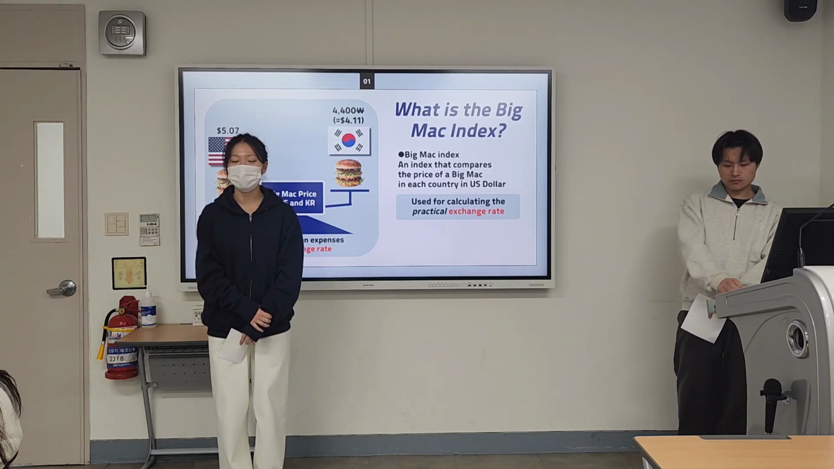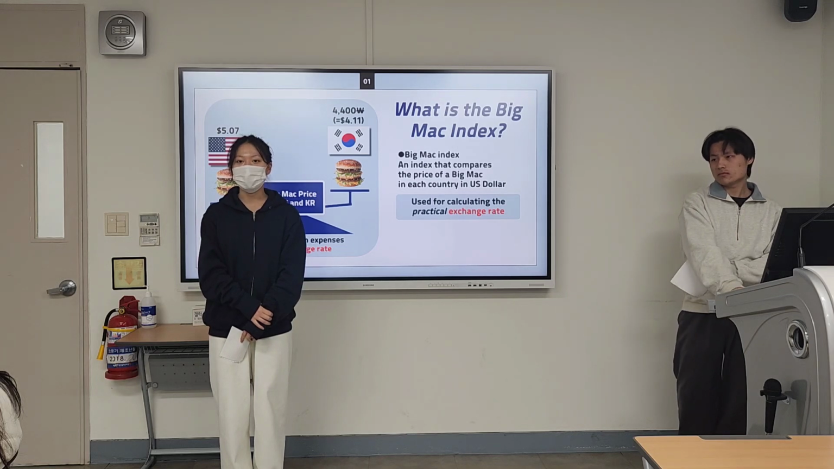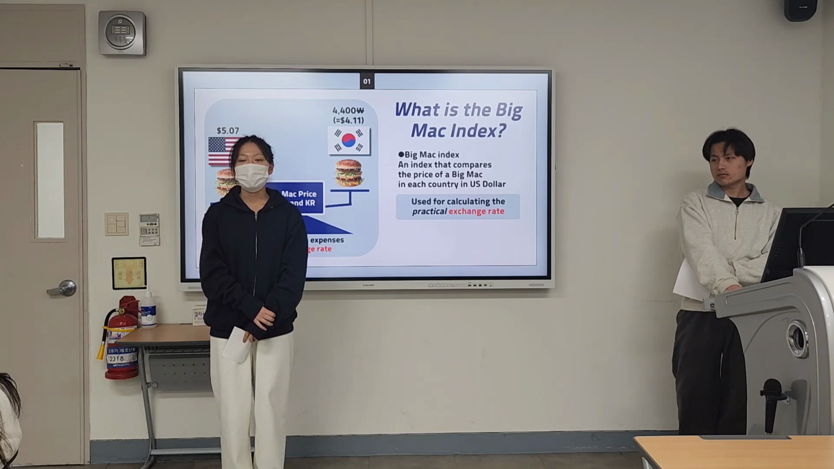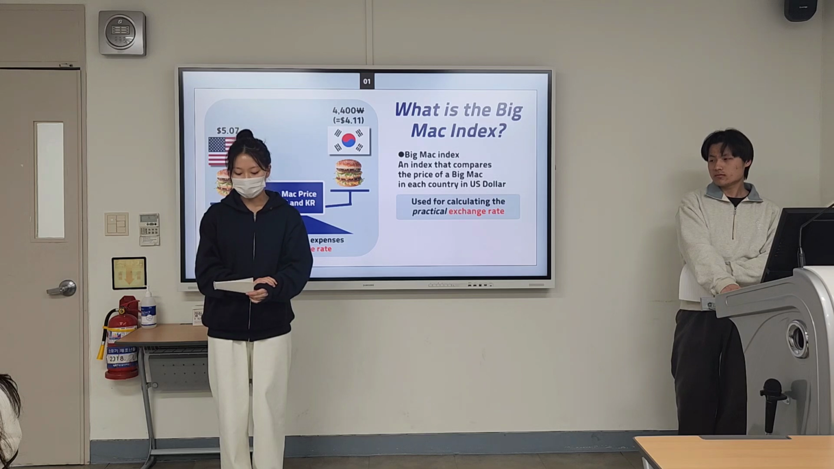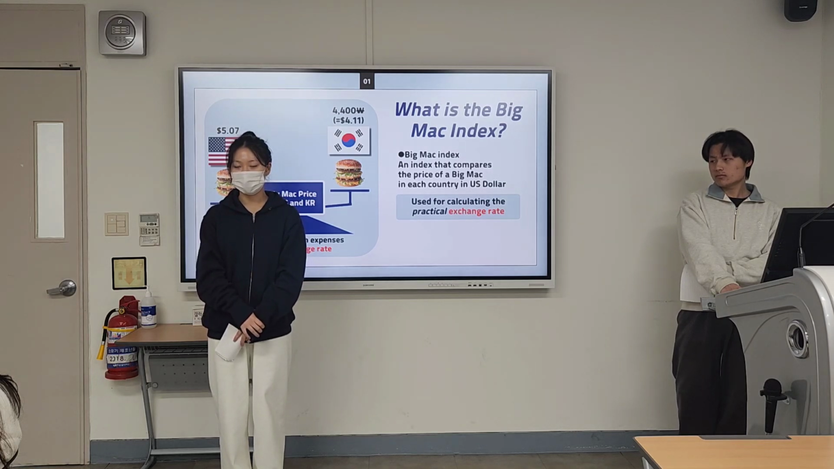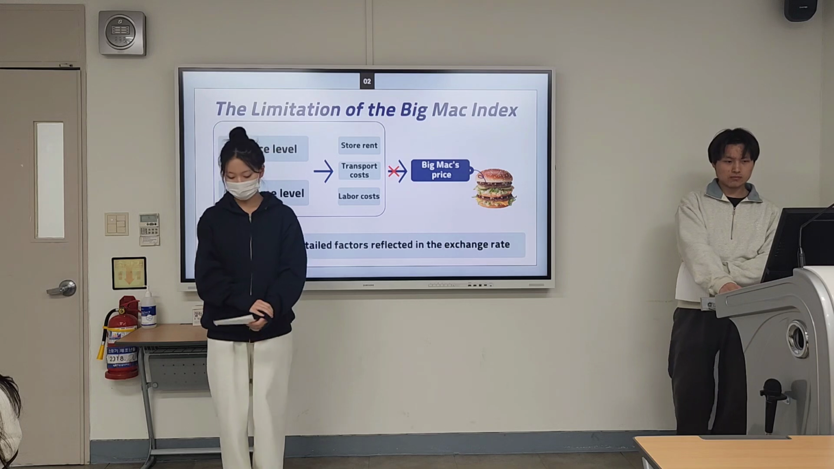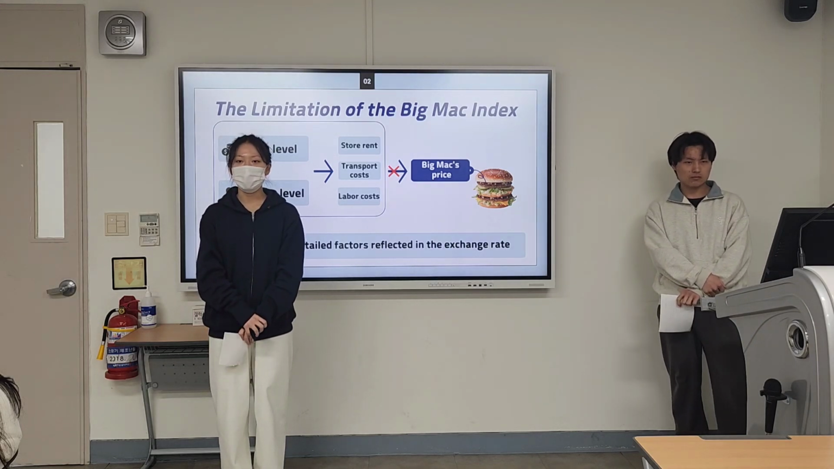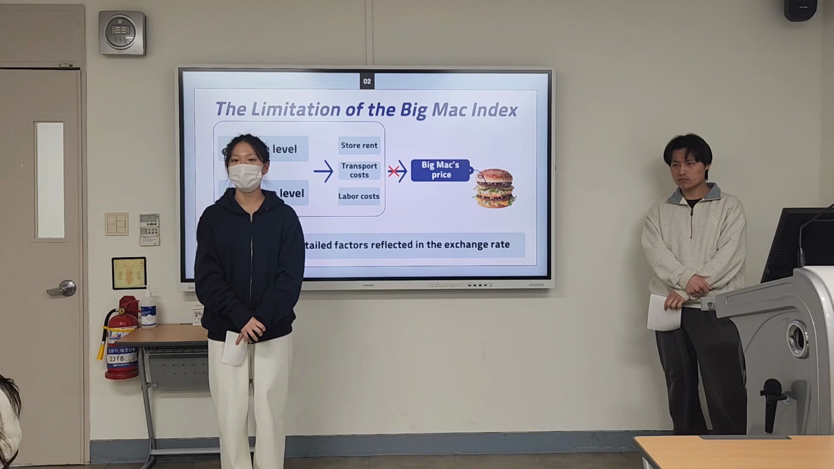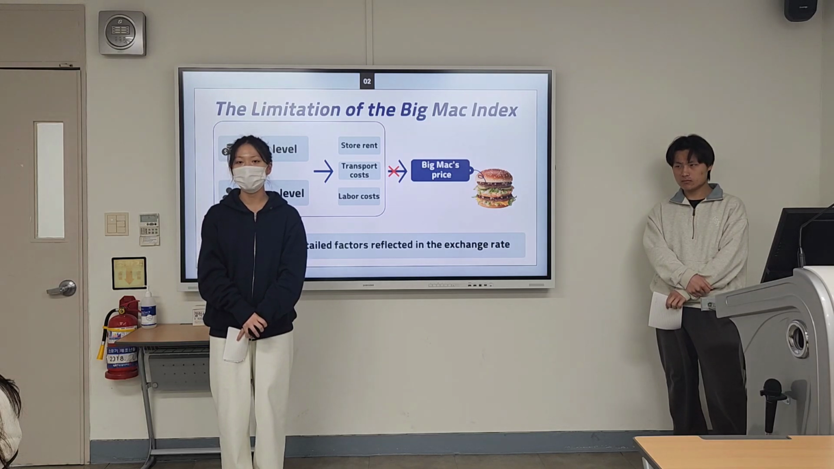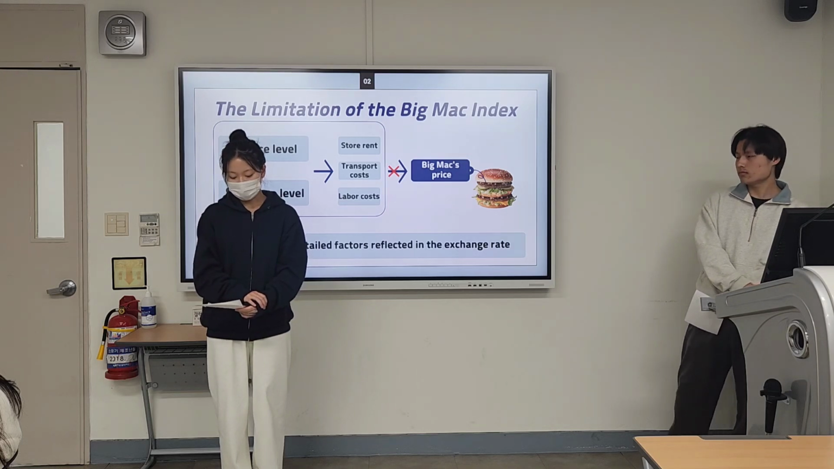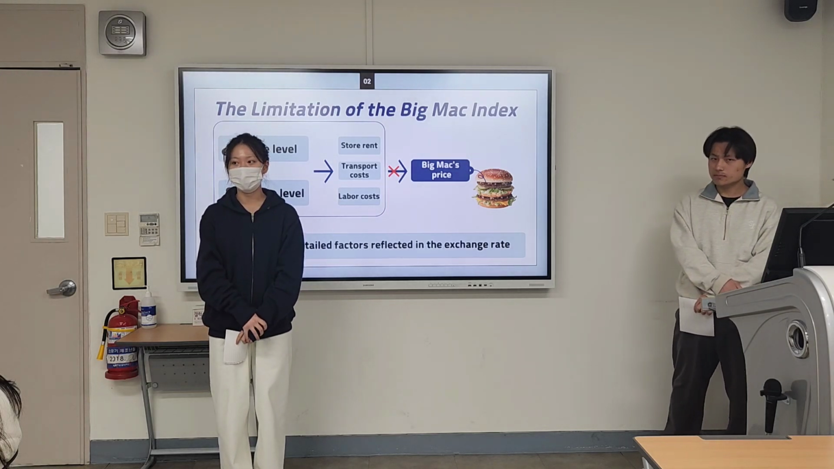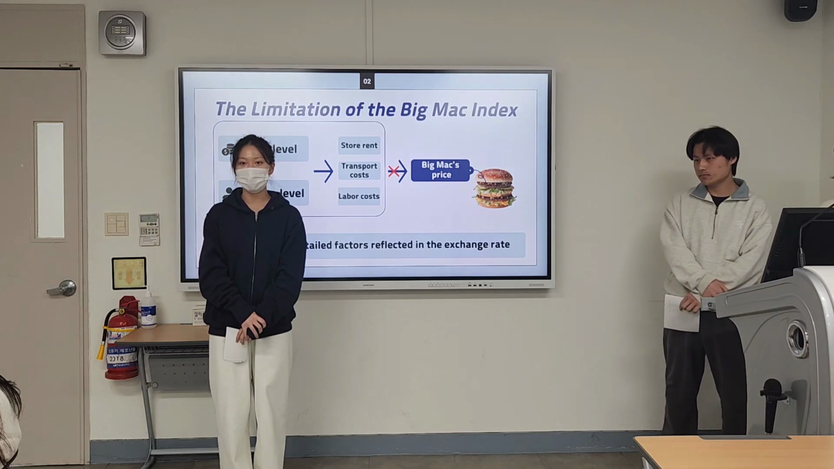Since McDonald's has restaurants in almost every country and uses the same ingredients and recipes to make its Big Mac, comparing the price of a Big Mac gives you an idea of the value of each country's currency. The Big Mac Index is an economic indicator that uses a simple calculation to show exchange rates, but its simplicity comes at the cost of being an inaccurate reflection of the state of the economy.